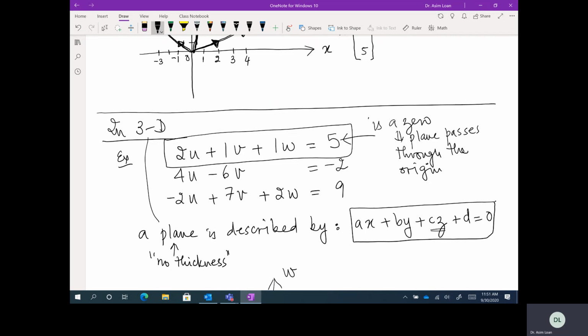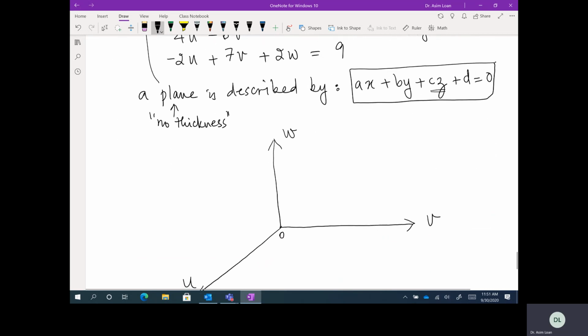So if this is 0, the plane passes through the origin. Why? Because if I make v and w 0, then u is 0. If I make u and w 0, then v is 0. If I make u and v 0, then w is 0. So if the right hand side is 0, the plane passes through the origin. If this is not 0, the plane does not pass through the origin.